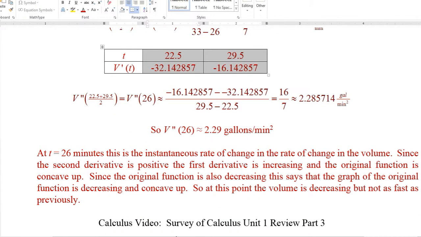So the fact that this is a positive number means the function is concave up and decreasing. So decreasing, concave up, means it was dropping faster before, and less later. So it's decreasing at a decreasing rate.